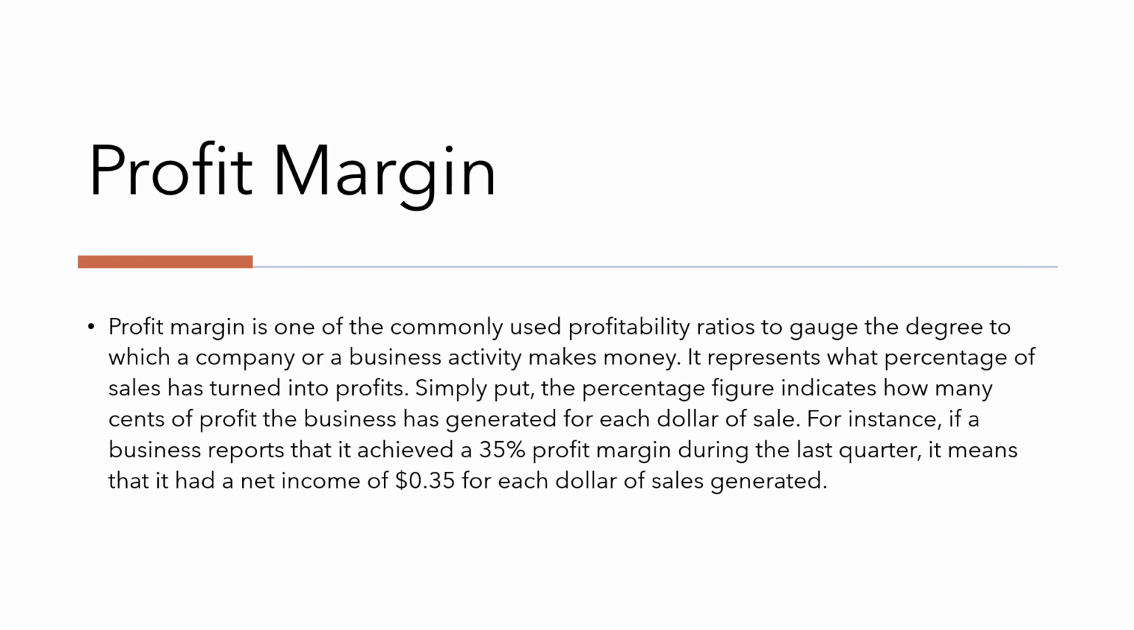And the profit margin is one of the commonly used profitability ratios to gauge the degree to which a company or business activity makes money. It represents what percentage of sales has turned into profit. Simply put, the percentage figure indicates how many cents of profit the business has generated for each dollar of sales.